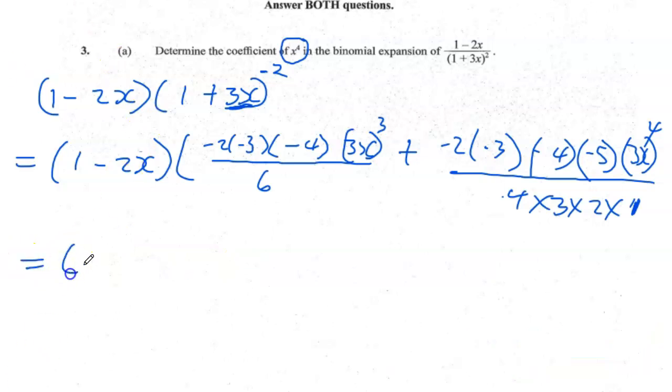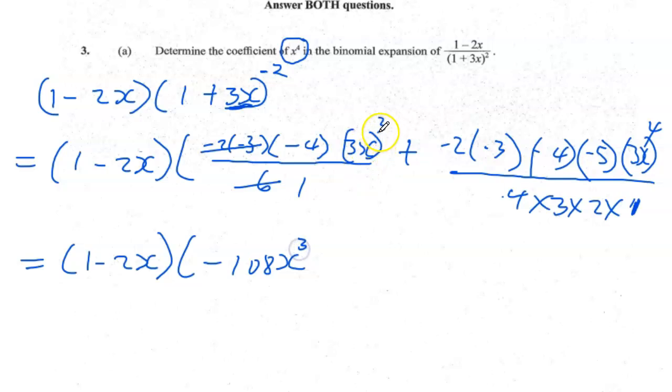So what we have here is 1 minus 2x, and then 1 plus 3x to the minus 2, where we only take two terms, as we discussed earlier. So minus 2 times minus 3, that's positive 6, cancels with the 6 below. So what we have is minus 4 times 3 cubed x cubed. 3 cubed is 27, so it's minus 4 times 27, that gives me negative 108 x cubed. We cube both the 3 and the x. That's 27 times the negative 4.